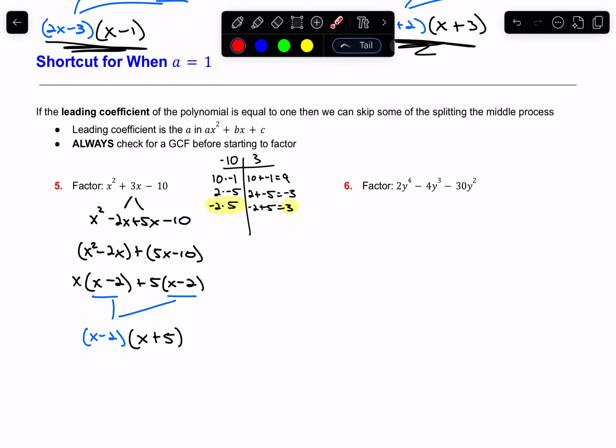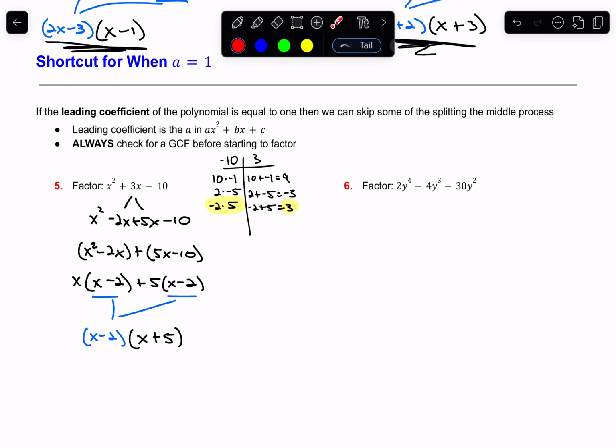So notice my answer, x minus 2, x minus 5. Well, where have we seen negative 2 and positive 5 before? Up here in the t-chart. It's the two numbers I highlighted at the beginning. So the shortcut is that when your leading coefficient is a 1, so we have 1x squared there in the front, when you make your t-chart and you find these two numbers, you can go straight to the answer: x plus the first number, x plus the second number. In this case, because 2 was negative, it's x minus 2, and because 5 was positive, it's x plus 5.